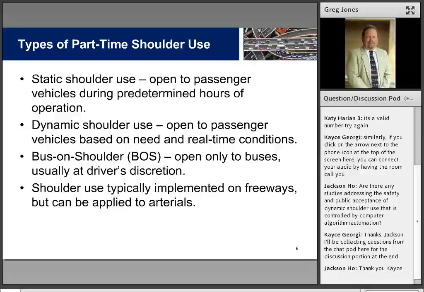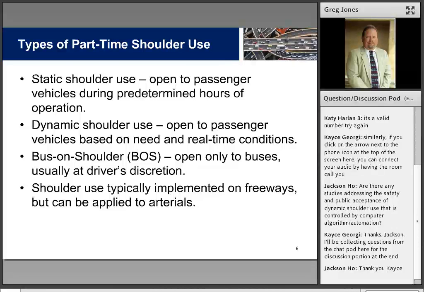So part-time shoulder use falls into three different categories. The first category we refer to is static shoulder use. A static shoulder is open to general passenger vehicles during predetermined hours of operation. That's based upon historic data that indicates when the congested conditions would appear on that facility. The next category is dynamic shoulder use, which again is open to general purpose use, but it's based upon real-time conditions and the need for additional capacity. So you may have differing times that it would be open based upon different conditions that would be in that area.